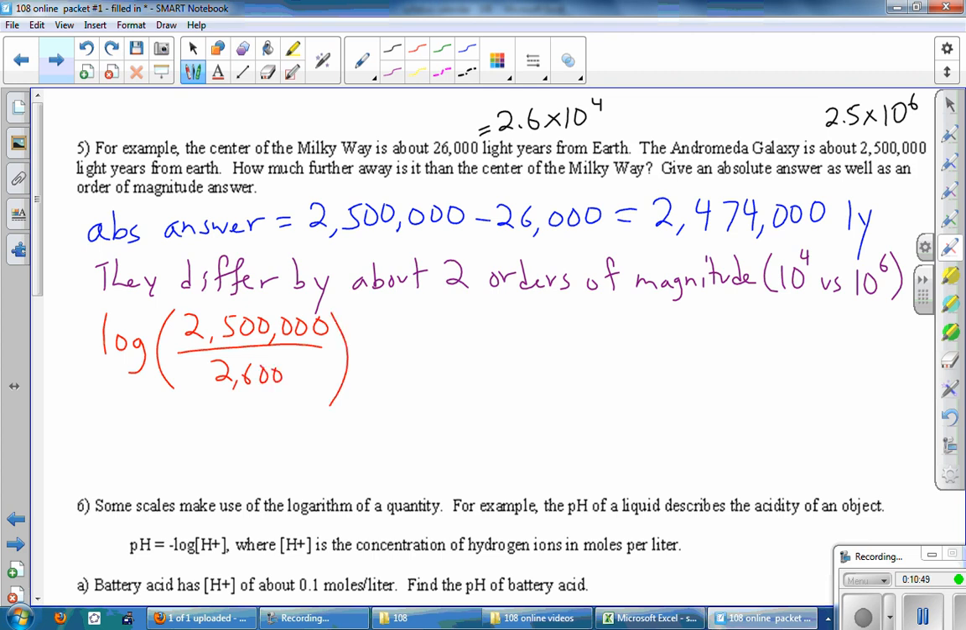And if we type this in, we're going to get a number that's really darn close to that 2. And it's going to be the exact number of orders of magnitude that these two things differ by. Do you think that they differ by a little more or a little less than 2 orders of magnitude? Pause the video and then come back when you think you've got that figured out.